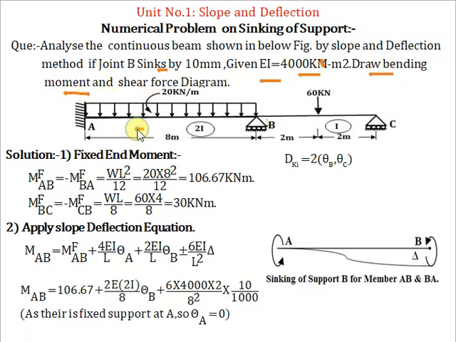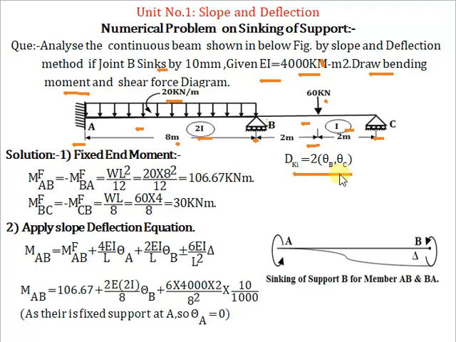In the given figure, span AB is loaded with a 20 kN per meter UDL. The span is 8 meter, and the moment of inertia is 2I. Span BC is loaded with a 60 kN point load at the center. The moment of inertia is I, and the span is 4 meter. B and C are roller supports, and A is a fixed support.